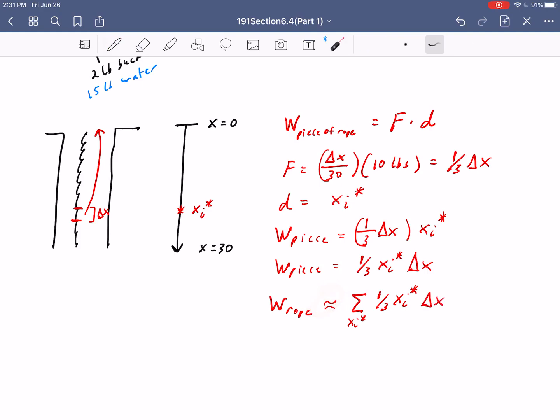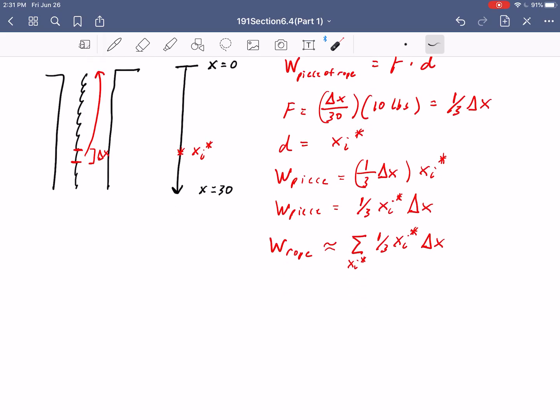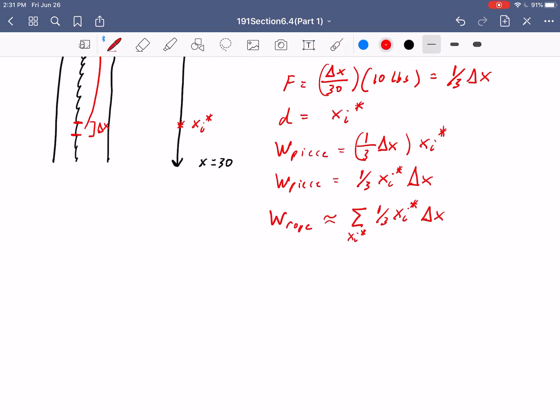Why is it only approximate? Well, because technically, by assuming that this all travels x_i star, that is an approximation. This part travels a little less than x_i star. This part travels a little more than x_i star. So again, it is an approximation. How do we make it an equality rather than an approximation?